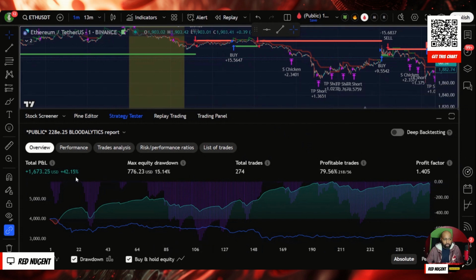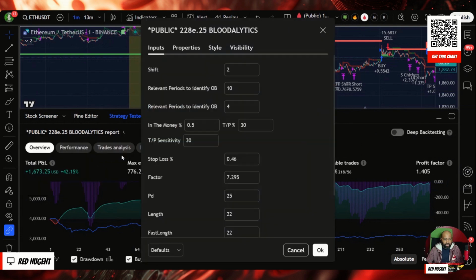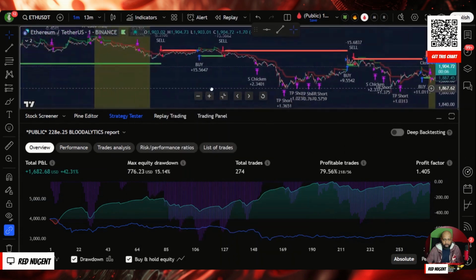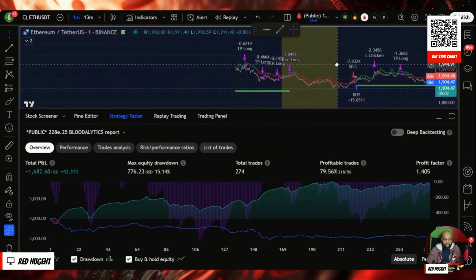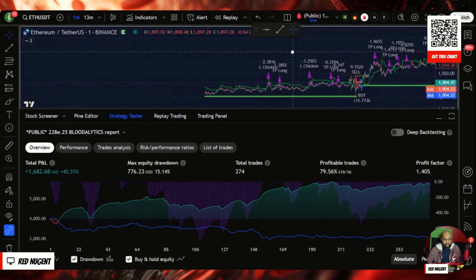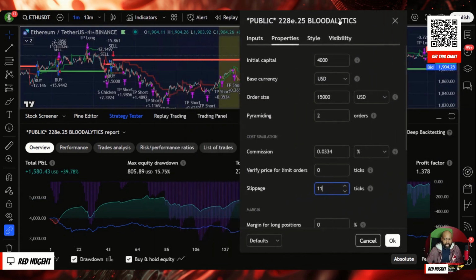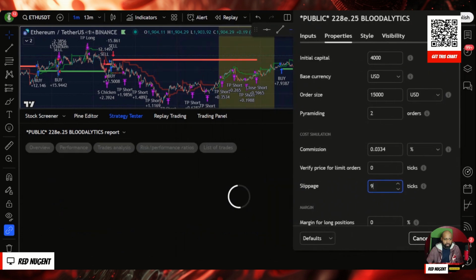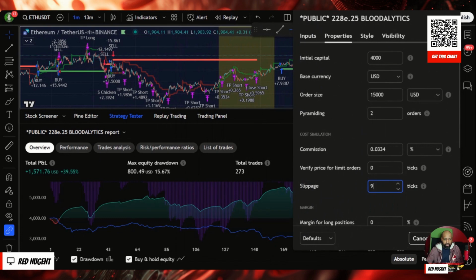I mean, 42% return in 15 days with an initial capital of $4,000, trading about 3x, essentially 4,812, almost 4x. 4x your capital gives you really, really good results. Again, highly realistic results with commission baked in there. And even if you add a few ticks of slippage in there, still comes out to be very, very good.